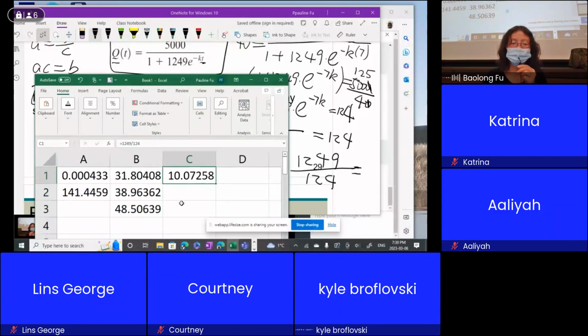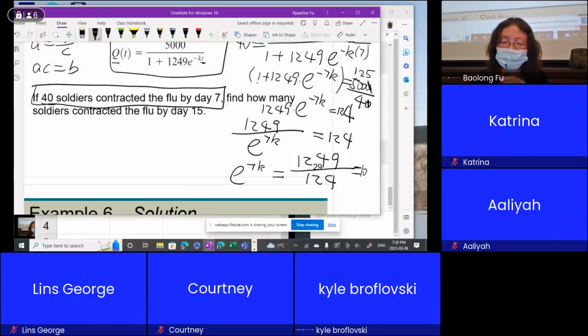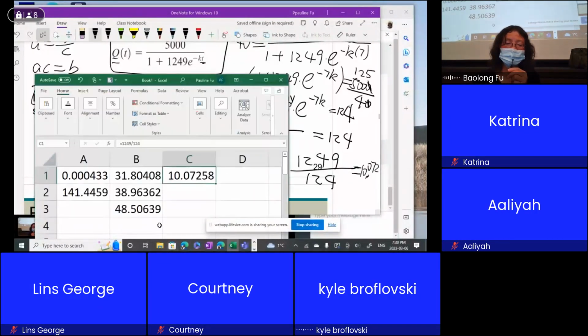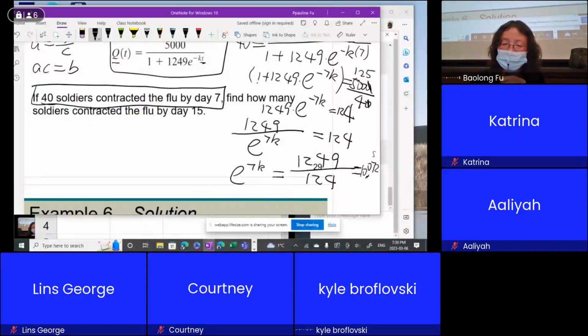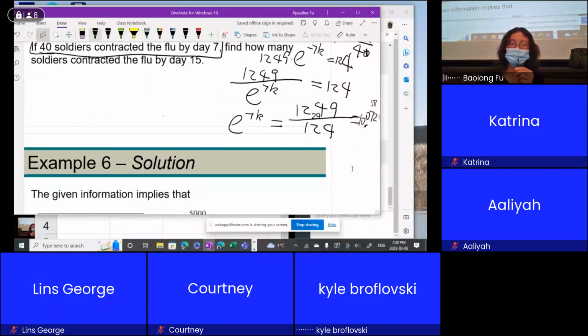This number equals 10.07258. Okay, this is this number. And then I want to solve for k.